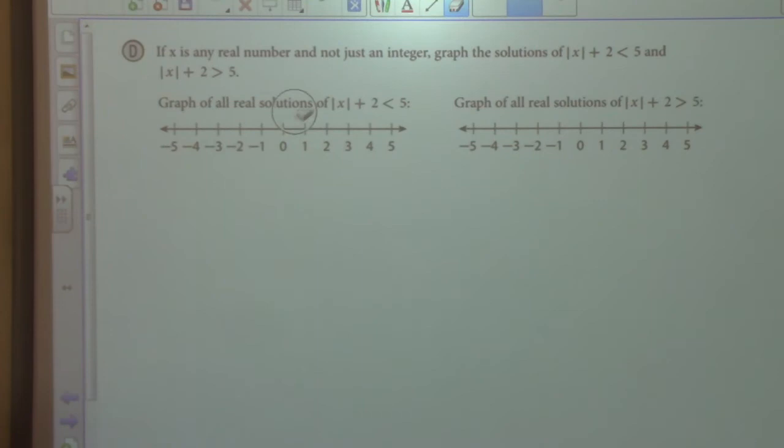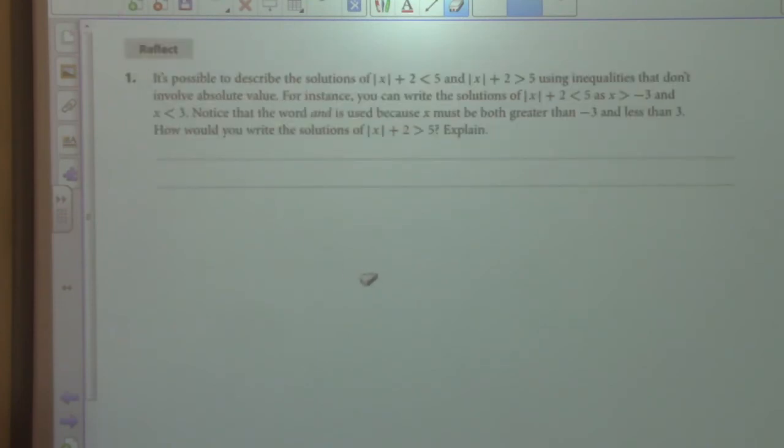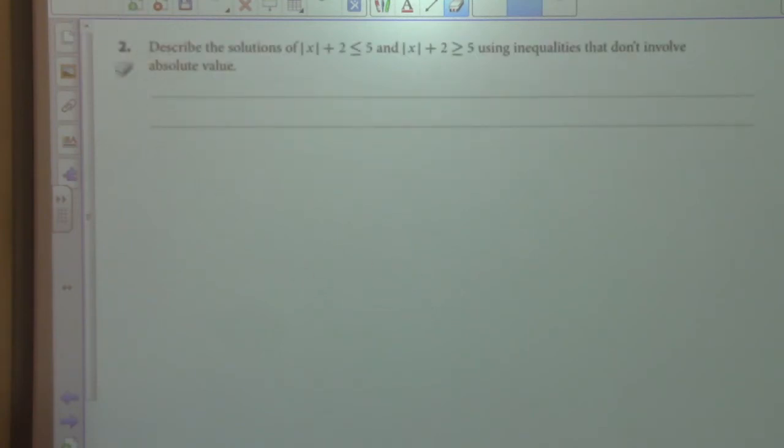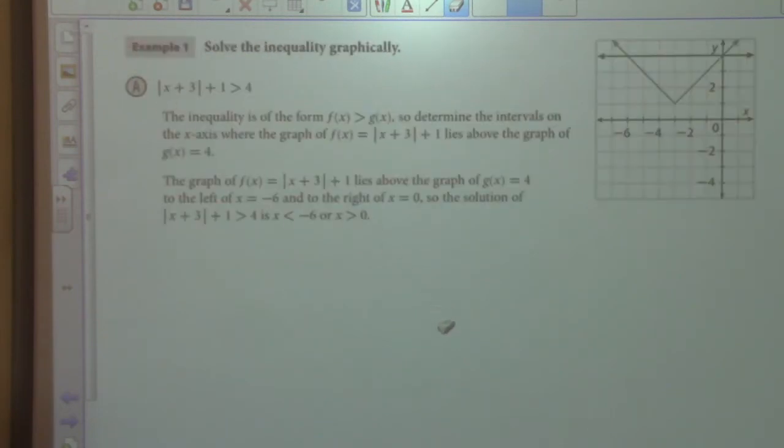Okay, so we go on here. And then reflect. It's possible to write these inequalities using inequalities that don't involve absolute value. Here we see, and we're going to just go on from there. Describe solutions and inequalities that don't involve absolute value. So greater than 5, less than 5, we're going to skip that. Okay, we're going to get to graphically here.